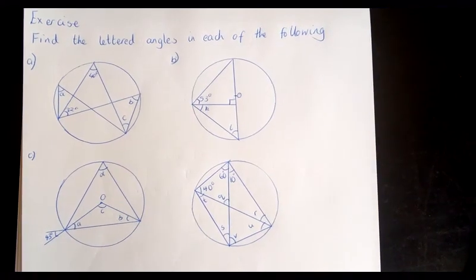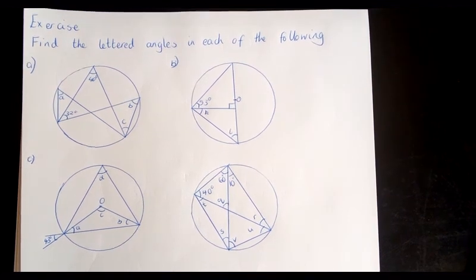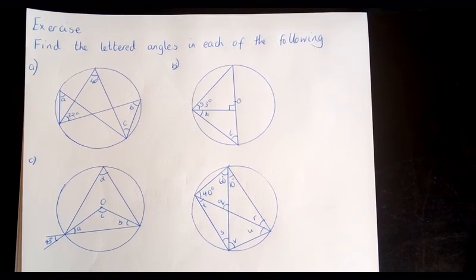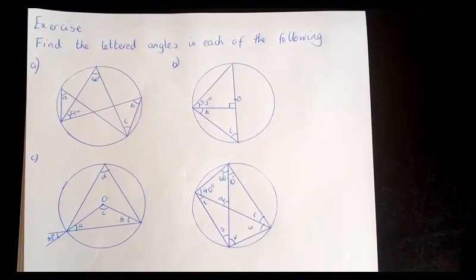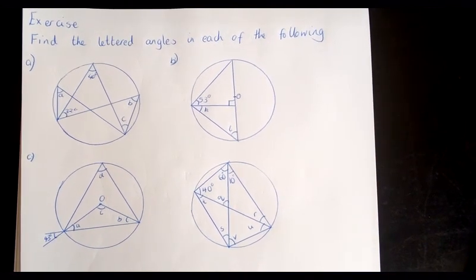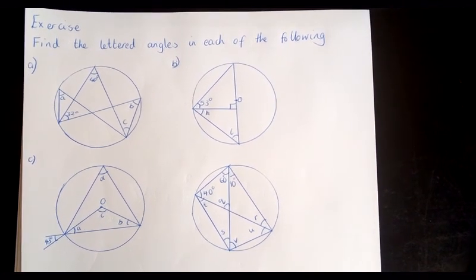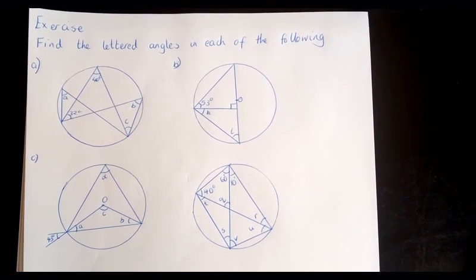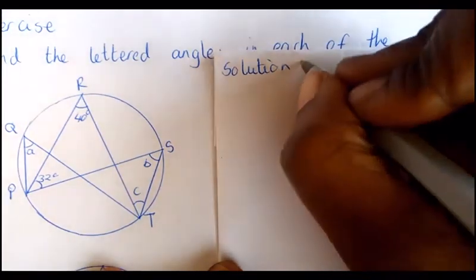May you please pause the video and carry out the exercise that is on the screen. O is not a letter to be found, it is the center of the circle, but the other angles should be found. It is now time for the solutions.